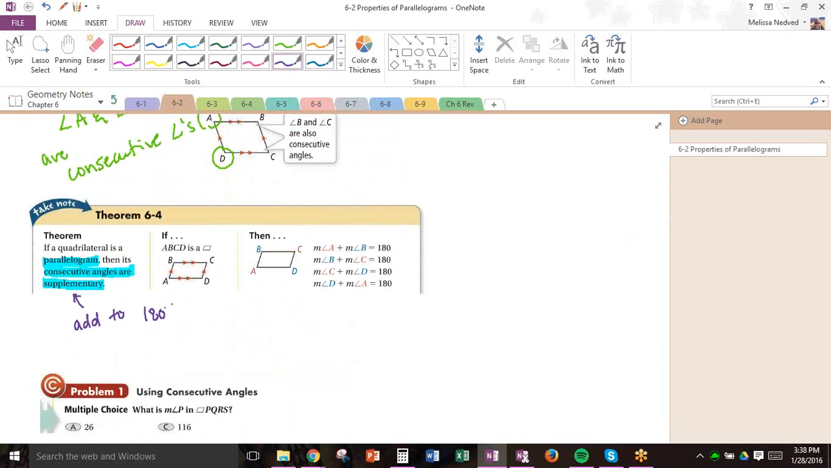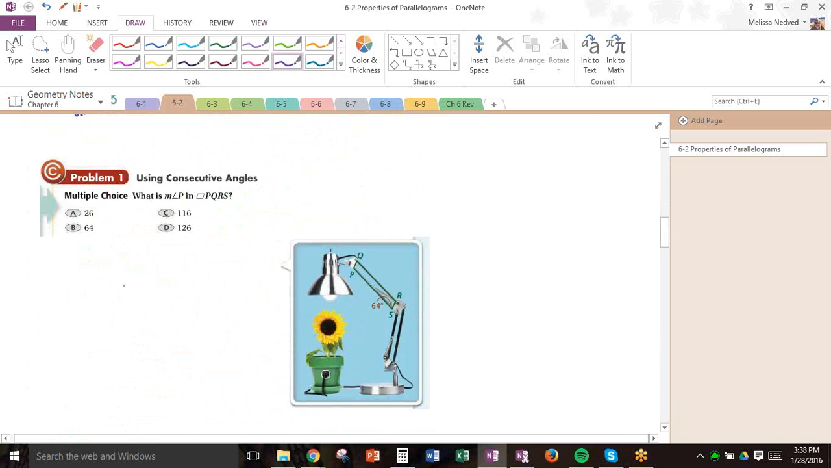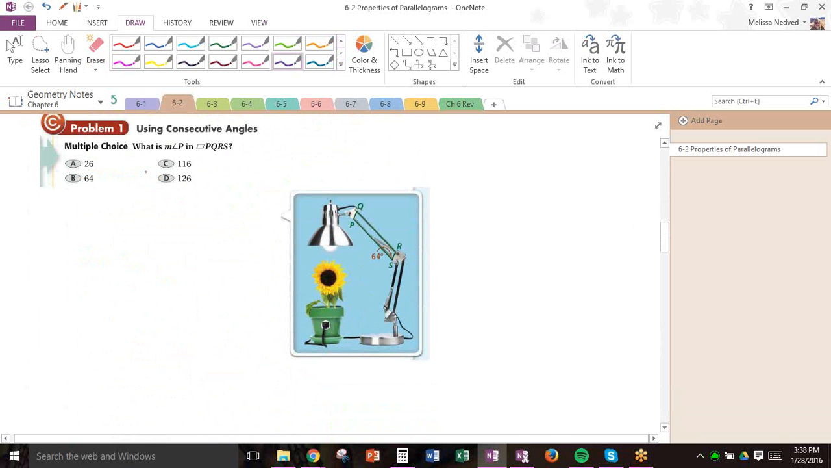We'll have a theorem here in a minute that talks about what's true for opposite angles in a parallelogram. Here we're just looking at consecutive. So let's go ahead and try an example. We've got multiple choice going on, and we're asked, what is the measure of angle P in parallelogram PQRS? Let's talk about this parallelogram here. It's kind of the inside of my desk lamp, PQRS.